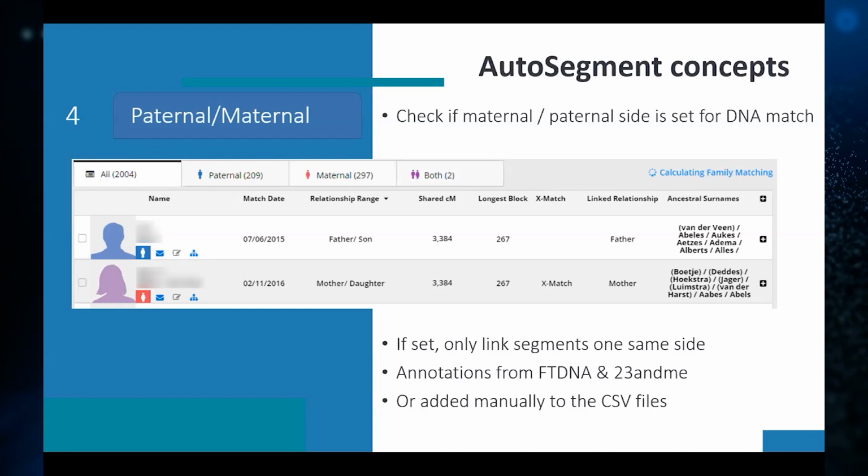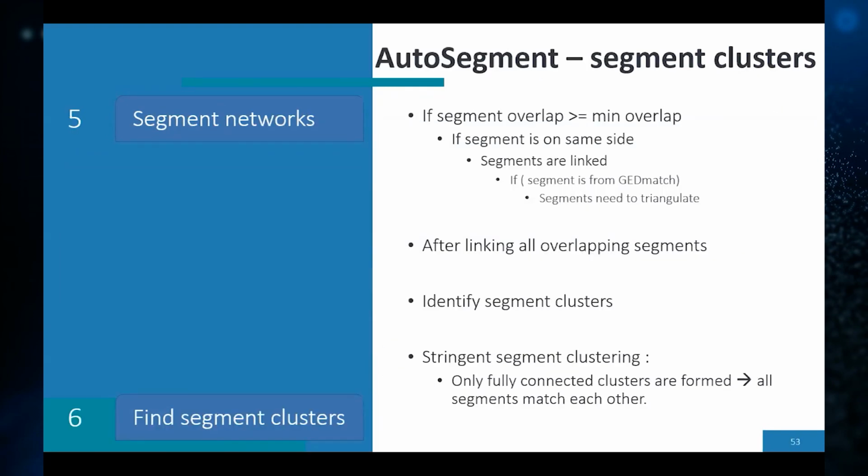Or you could also add this information yourself to the files that you download from the website. So if you have MyHeritage data, you could add this information yourself if you already know beforehand that certain segments are from one side. Very cool. So to conclude, we have segments whose overlap is larger than the minimum overlap and which are on the same side.